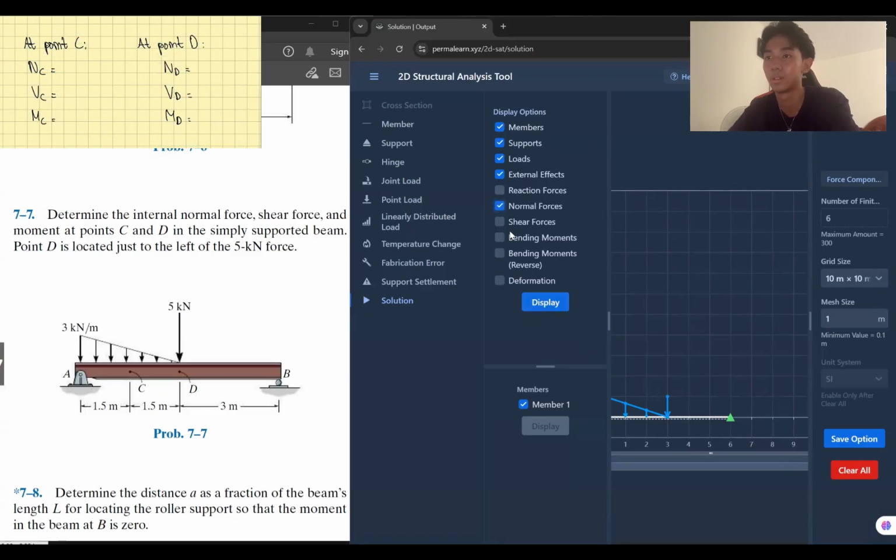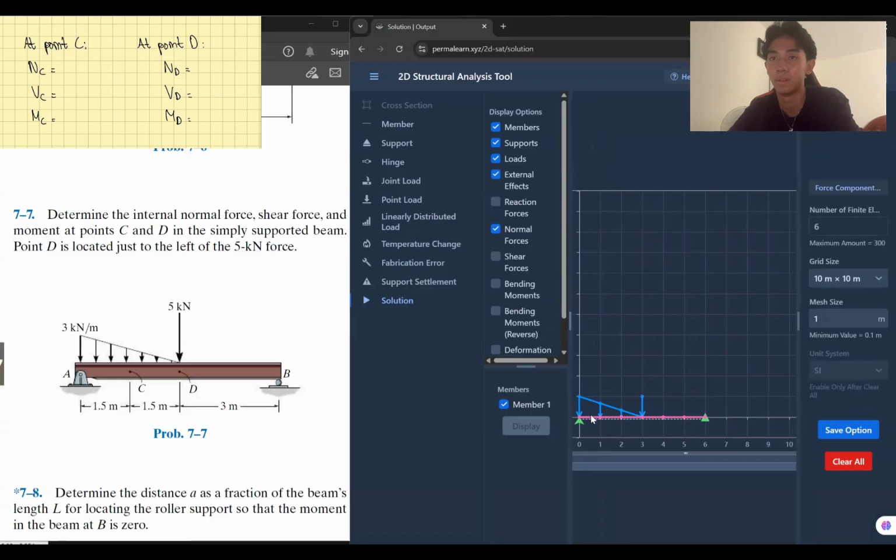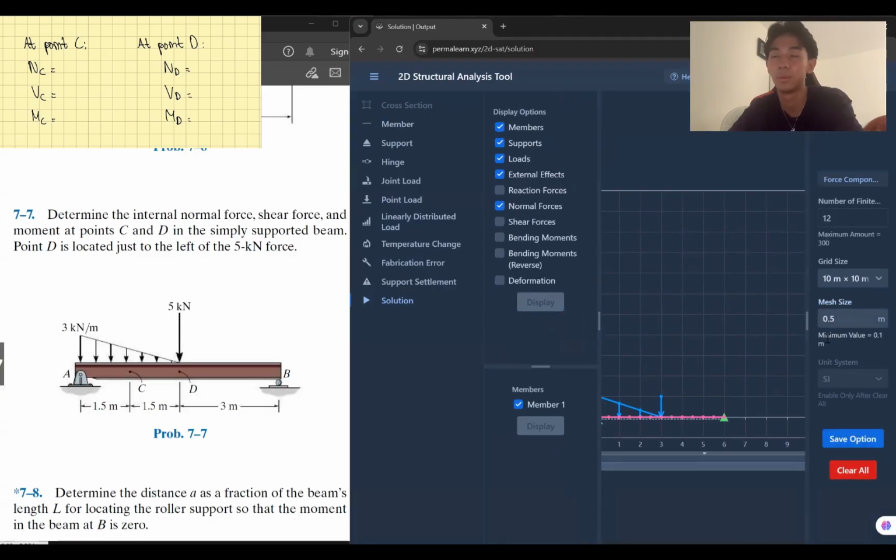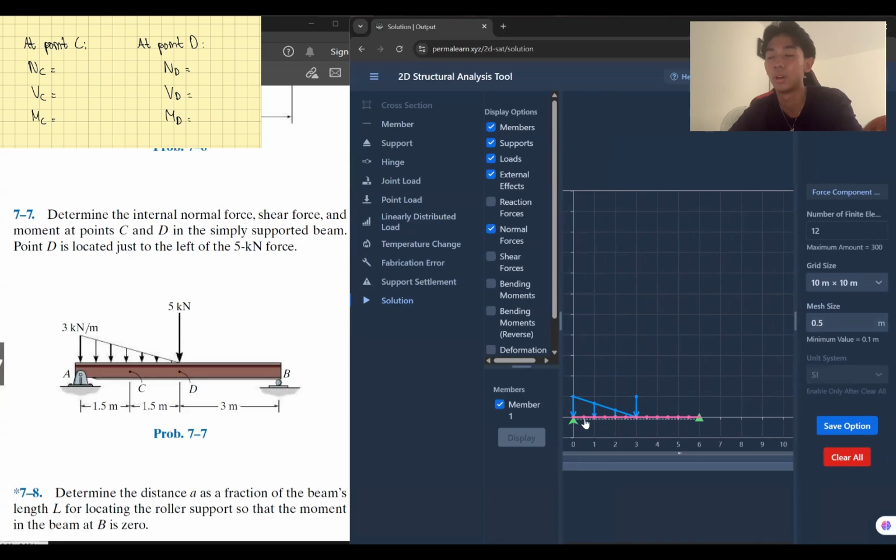So normal force, display. Wait, it should be 0.5. Save. I chose 0.5 here because as we can see here, there are more points on the beam. Every 0.5 meter, there's a point where we can click, we can hover our mouse on it, and it will show us the normal force and so on.